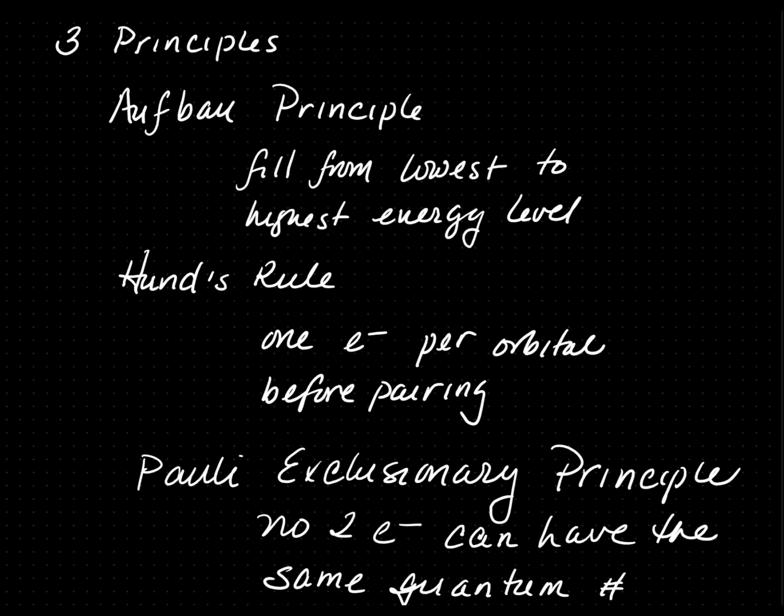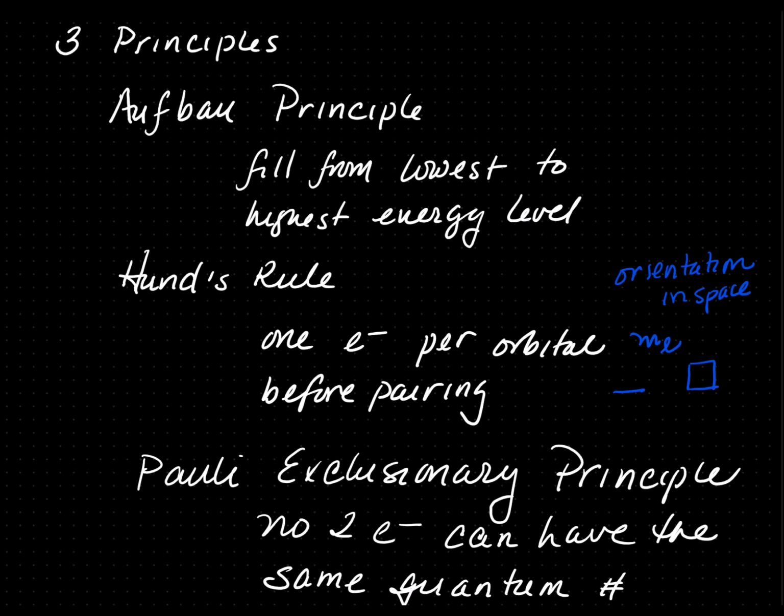The second principle is called Hund's rule. Hund's rule states 1 electron per orbital. Orbital is the orientation in space. This is also the m subscript L value. It is also the lines or the boxes we learned in class before pairing. We always have 1 electron per orbital because we want to minimize electron repulsion.